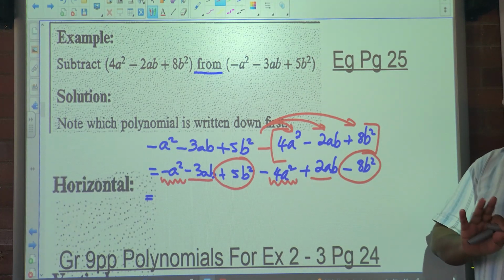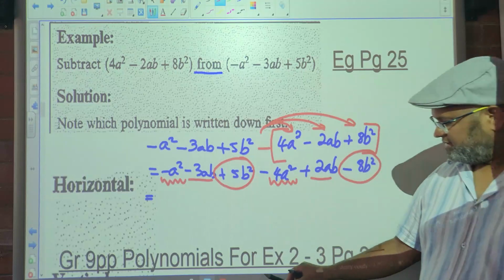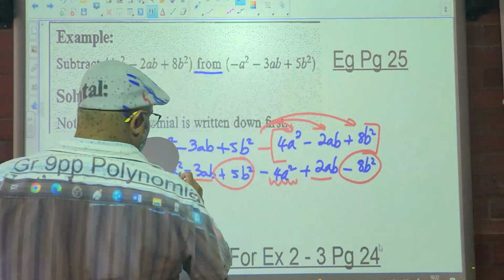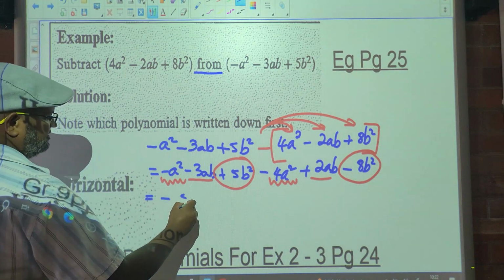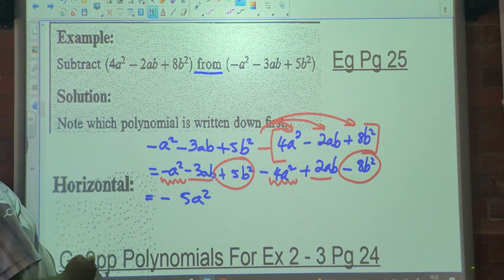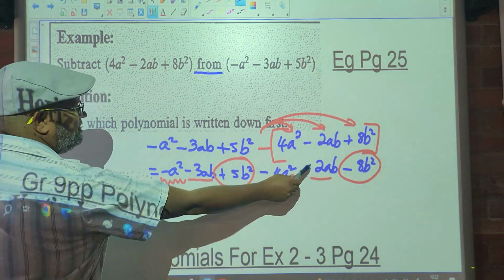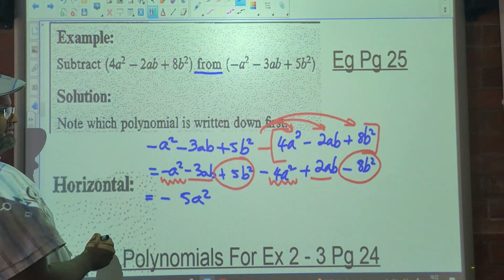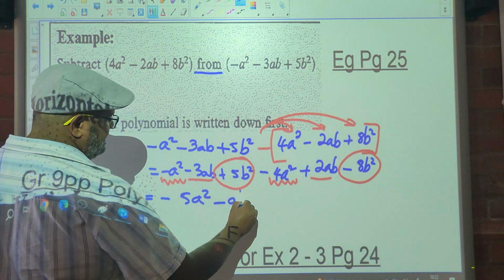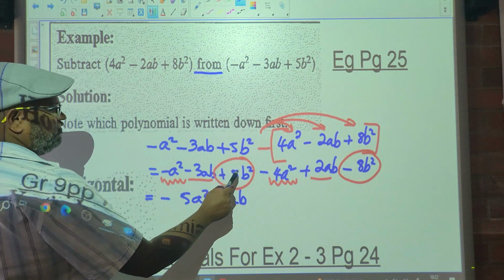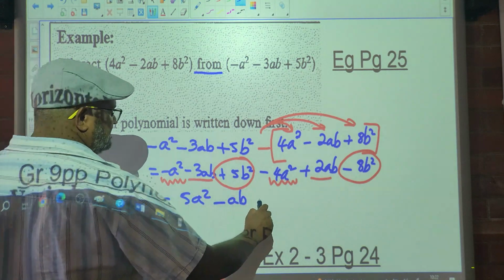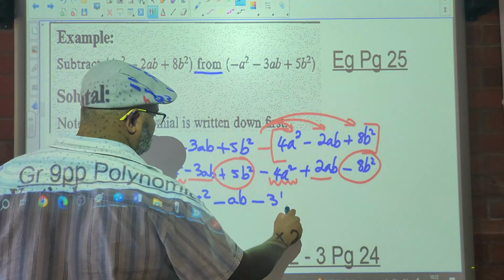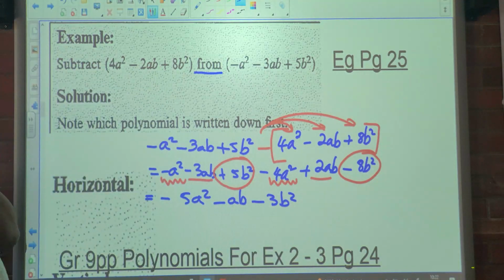Is there any confusion? So what is negative a squared minus 4a squared? Negative 5a squared. What's negative 3ab plus 2ab? Negative ab. 5b squared minus 8b squared? Negative 3b squared. Can I add those? Why?